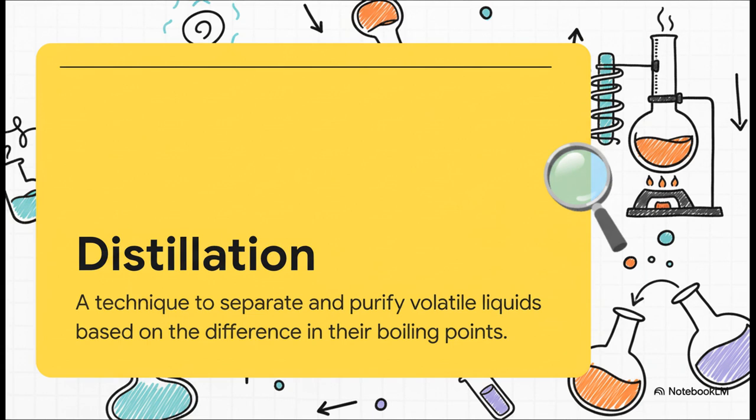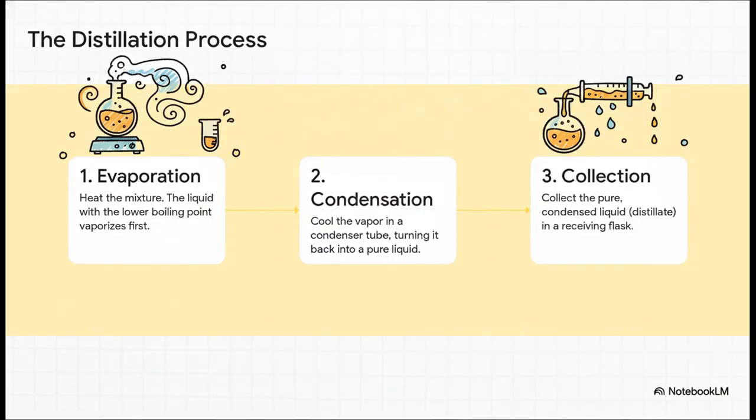We can take advantage of that, carefully heat a mixture, and basically boil off one component while leaving the other behind. It's super useful. The whole process is a pretty neat three-step dance. First, evaporation. You heat the mixture and the liquid with the lowest boiling point turns into a vapor first. Makes sense, right? Second, condensation.